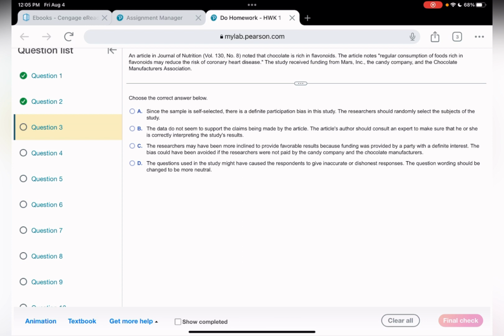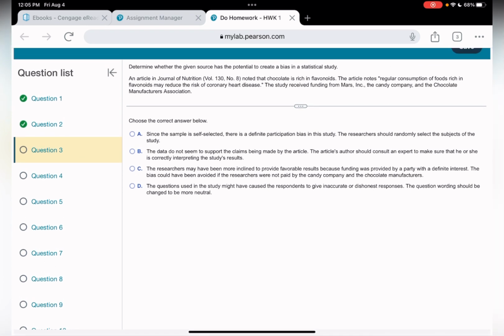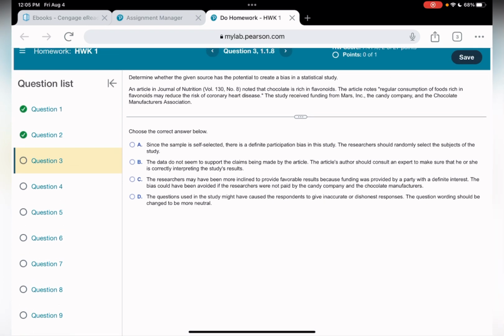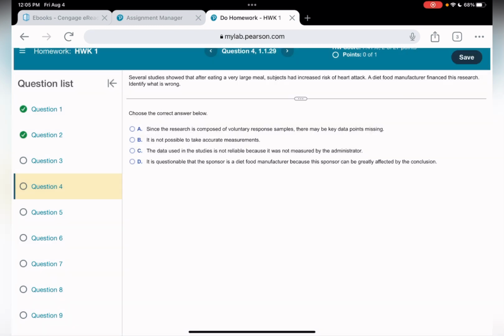Question number 3, let me read and I'll tell you I'm going to do it, or you are going to do it. Read the problem and find out. An article in... I didn't see. Determine whether the given source has the potential to create bias. Okay, well then you can read it and do it. And the good thing it's multiple choice. You can try to think and understand what is going to be the answer in this case. So in this case, I'm moving to number 4.